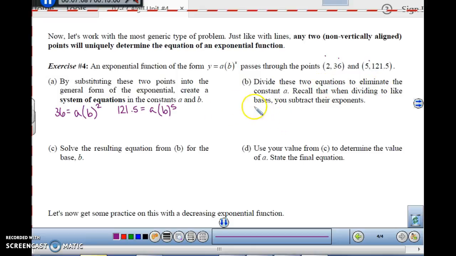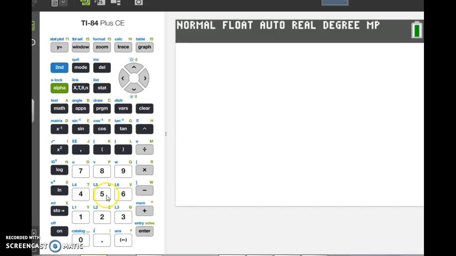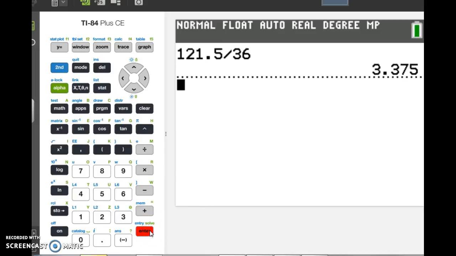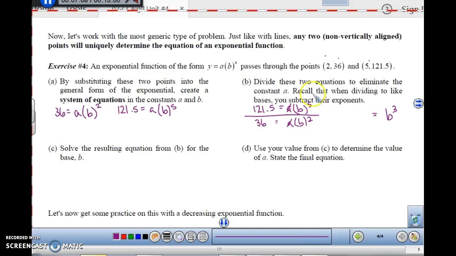I'm going to take the larger one and put it on top: 121.5 equals a times b to the 5th. And then I have 36 is equal to a times b squared. If I divide these out, what happens to the a's? They just cancel out to be 1. b to the 5th divided by b squared is going to be b to the 3rd. And then 121.5 divided by 36, I get 3.375. So b cubed equals 3.375.